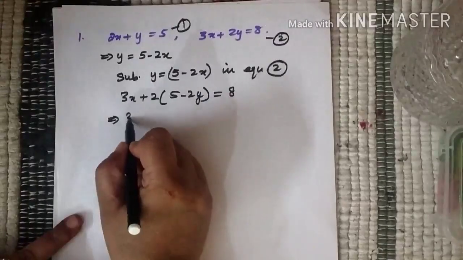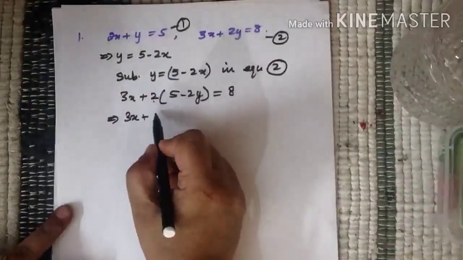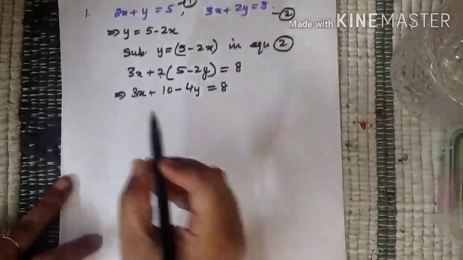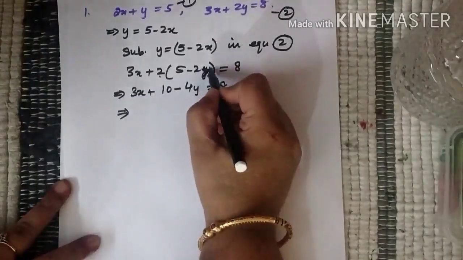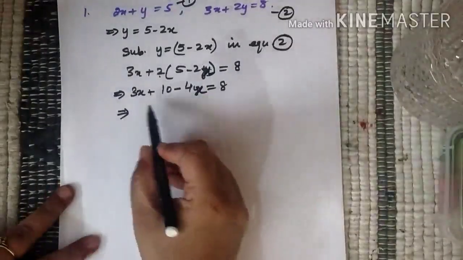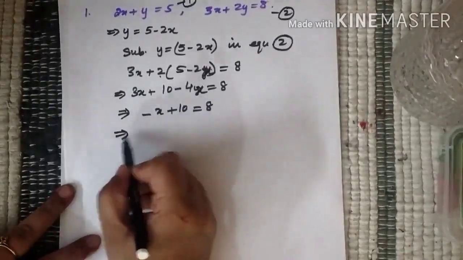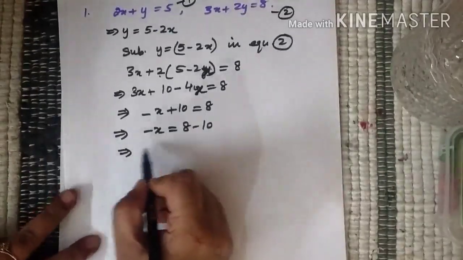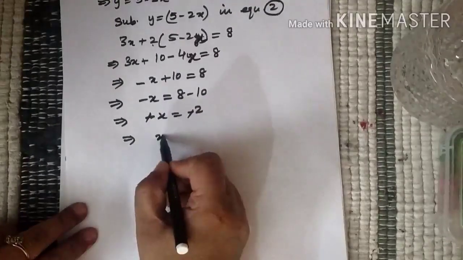So the distributive property will apply. This 2 will get multiplied to all the terms. 2 into 5, 10, minus 2 into 2, 4, x is equal to 8. Sorry, this is x. So I have minus x plus 10 equal to 8. So I get minus x is equal to 8 minus 10. Minus x is equal to minus 2. Minus minus goes away, x is 2.